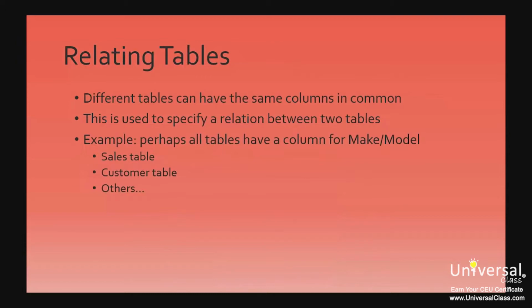Different tables can have the same columns in common. This is used to specify a relation between two tables. Using our example again, perhaps all tables would have a column for make or model. The sales table would have one to refer to what sold, the customer table would have one to show which customer bought which make or model, and so on and so forth.